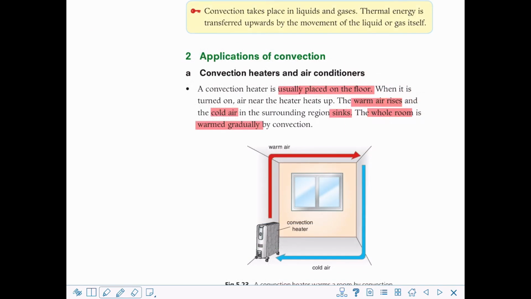Now we will move on to the second aim of this video lesson. We will discuss 3 examples of application of convection. A. Convection heaters and air conditioners. A convection heater is usually placed on the floor. When it is turned on, air near the heater heats up. The warm air rises and the cold air in the surrounding region sinks. The whole room is warmed gradually by convection.